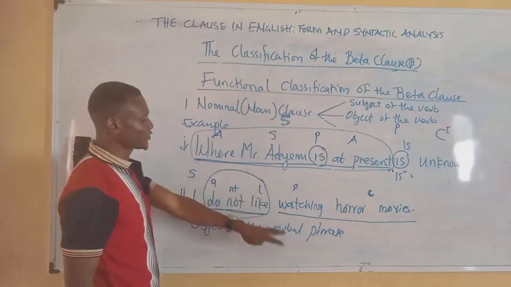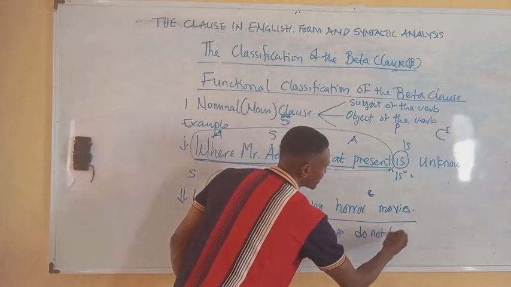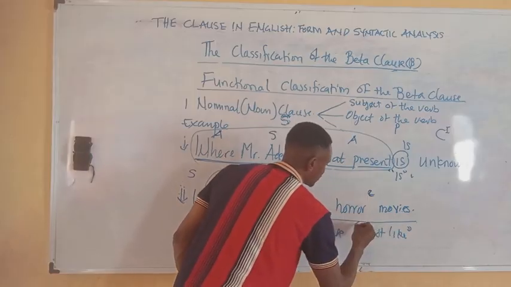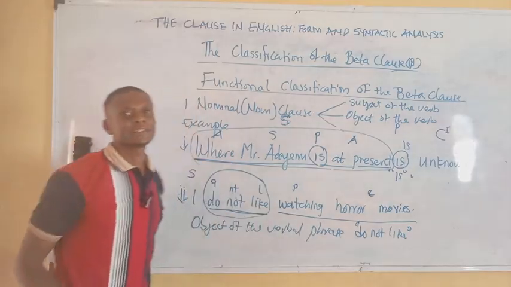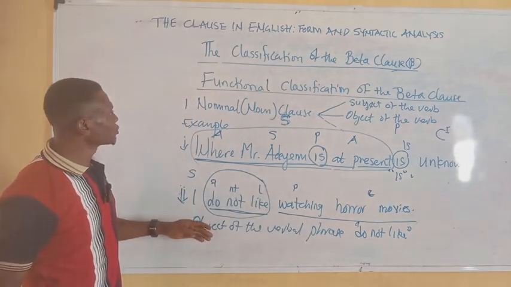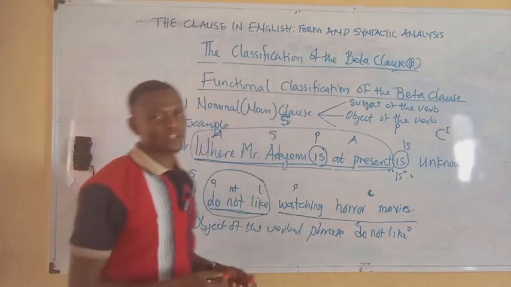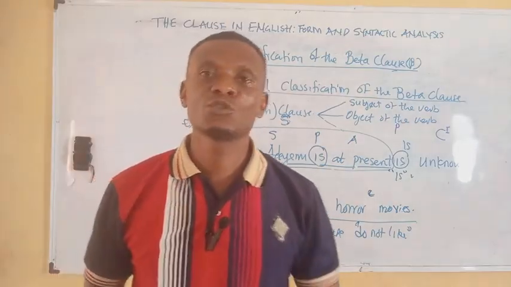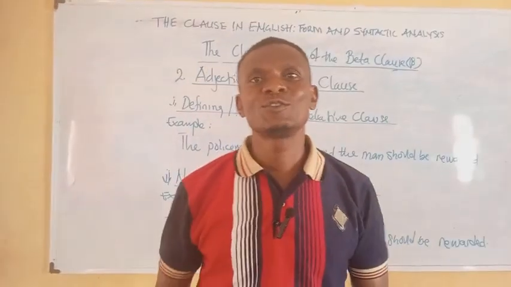Object of the verbal phrase or verbal group, do not like. So these are the examples of nominal clause. Let's go to the next one, which has to do with adjectival clause or relative clause.